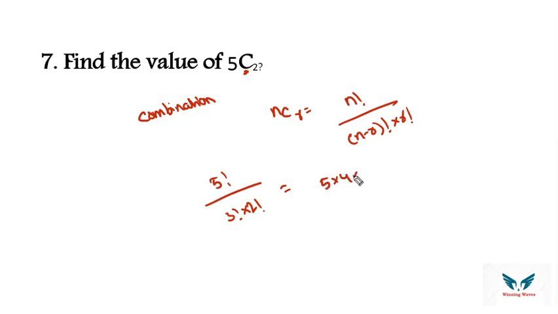So 5 into 4 into 3 factorial by 3 factorial into 2 factorial, 3 factorial gets cancelled. So 2 2s. So what will be our answer? We can say 10 will be our answer. So make sure that with respect to combination, one more extra factor will be added, which is based on the factorial called r factorial. Remember that.